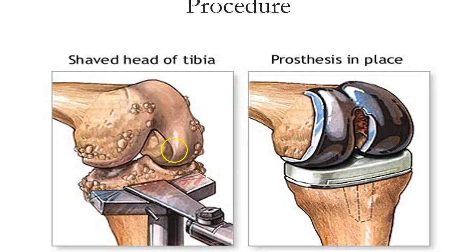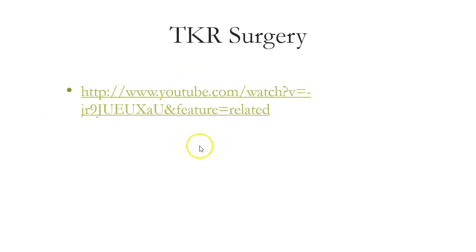The procedure is where they shave the head of the tibia, they smooth out the distal end of the femur, and then put in a new tibial plateau and a new covering for what used to be your femoral condyles. And now you have a nice, smoothly moving, pain-free knee joint. This is an excellent video that gives you an idea of what they refer to as minimally invasive.